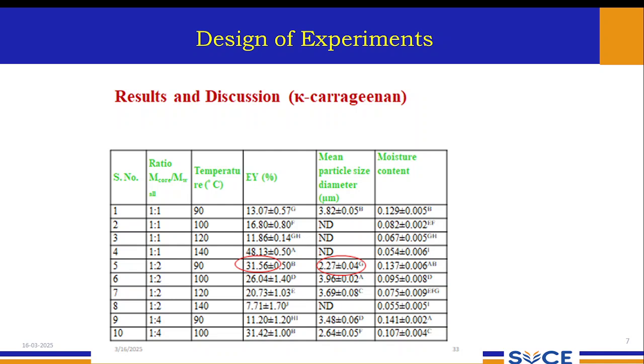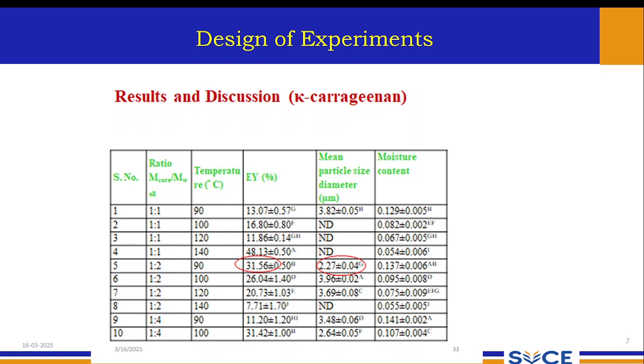The temperature I varied from 90 to 140 degrees Celsius, because during the design of experiments the temperature should not be very high. When you have a very high temperature, there is a chance that the bioactive component gets vaporized.